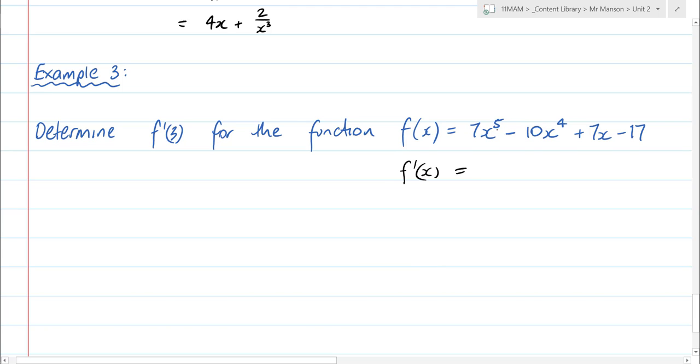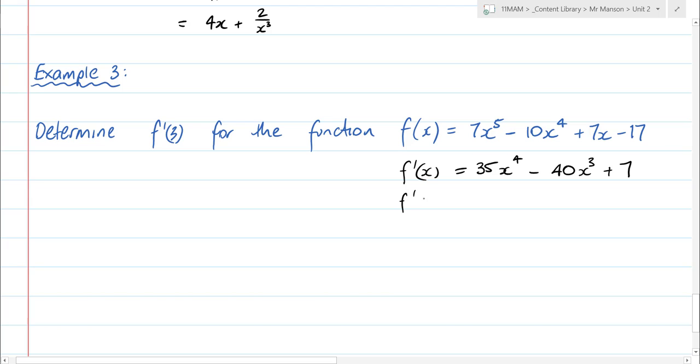And again, this is 5 comes out the front, 5 times 7 is 35. X to the power of 4, because 5 minus 1 is 4. Minus 4 times 10 is 40. X to the power of 3, because 4 minus 1 is 3. Plus 7, and the minus 17 disappears, it becomes 0. Okay, so again, I've just done each individually.